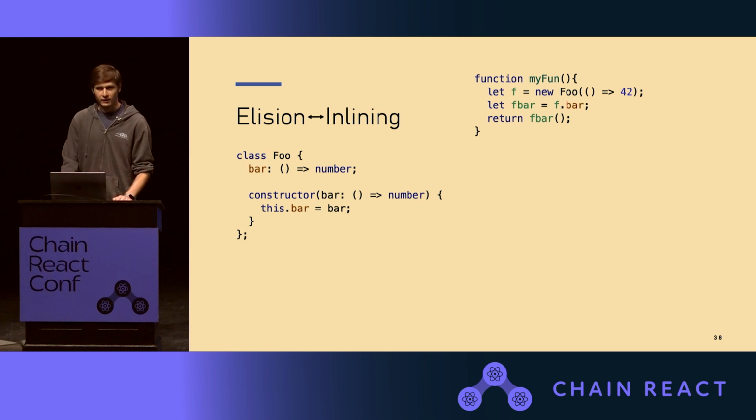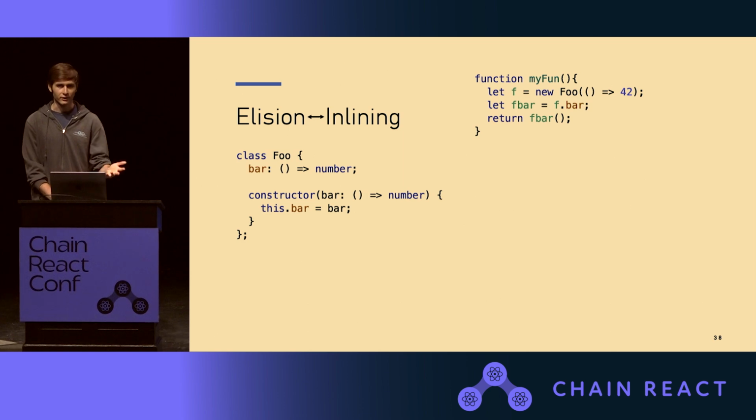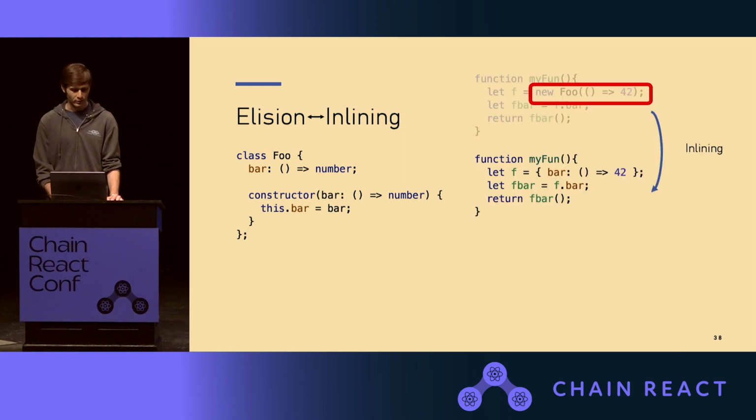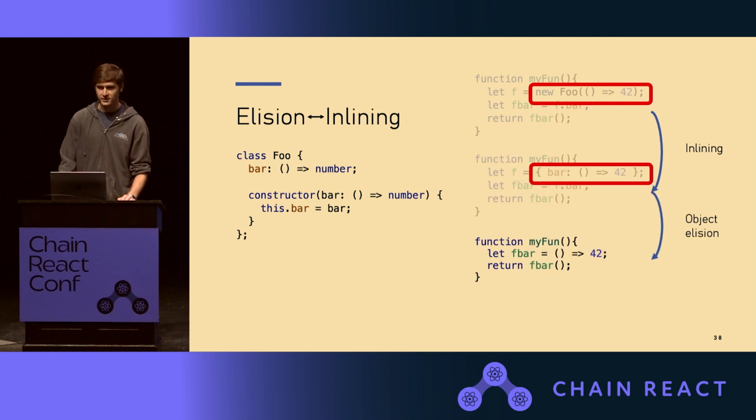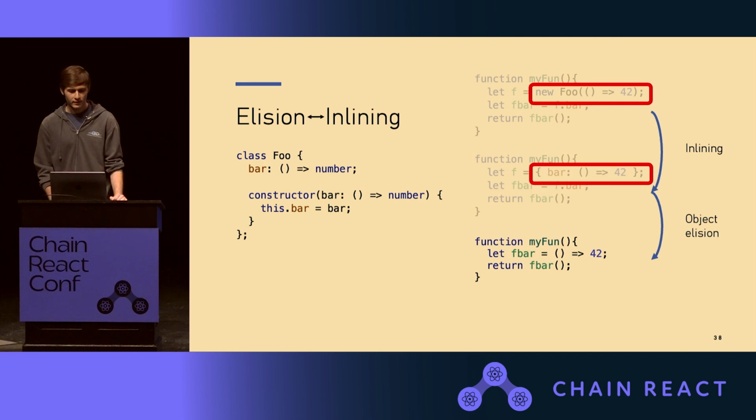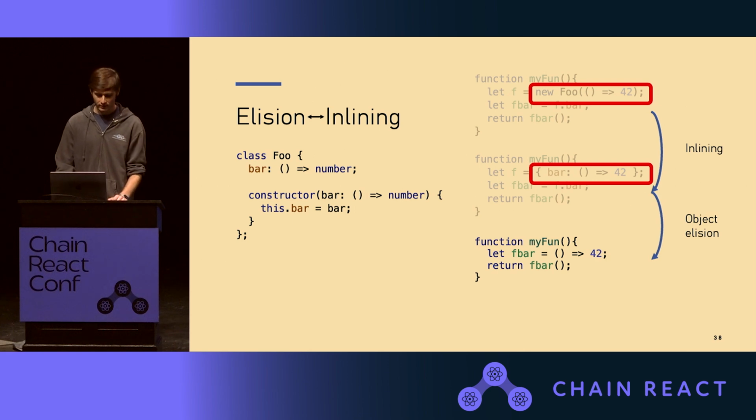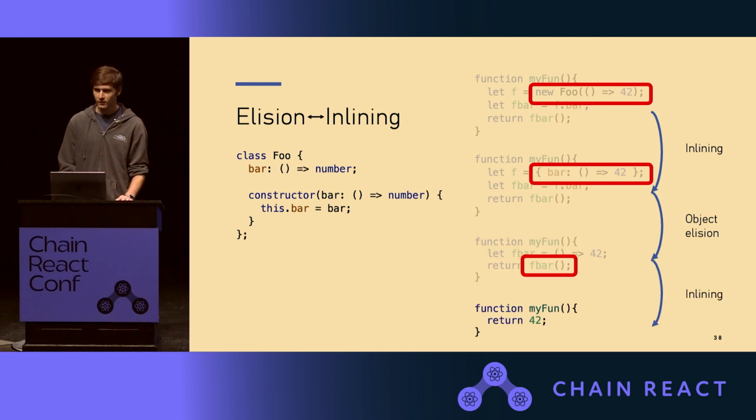First, inlining can identify that the call to the foo constructor is a really good candidate for inlining. So we'll inline it, and now the object is being created directly in myfun. Then, object elision can identify that the object f is only being used within the myfun function. So object elision kicks in and eliminates the object. Now, what used to be a property on the object is just the local variable fbar. Finally, inlining can now see that fbar is just the function that we have above and eliminate the call. So we end up just directly returning 42.